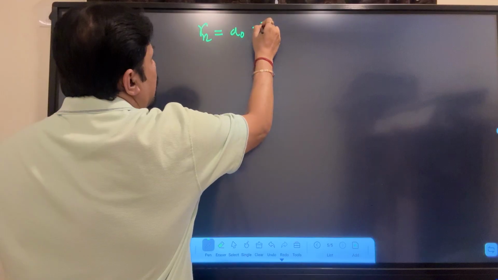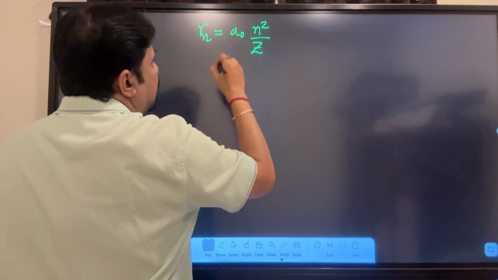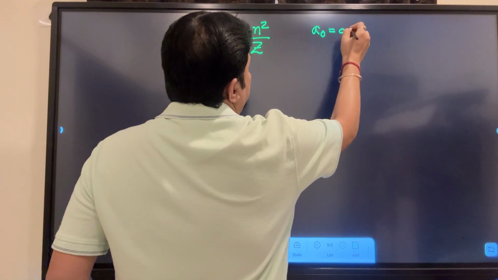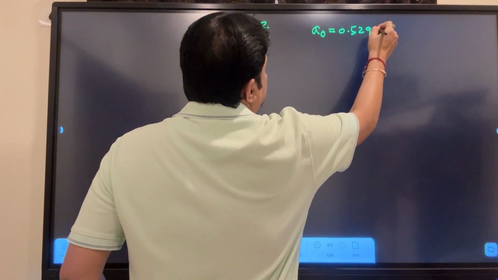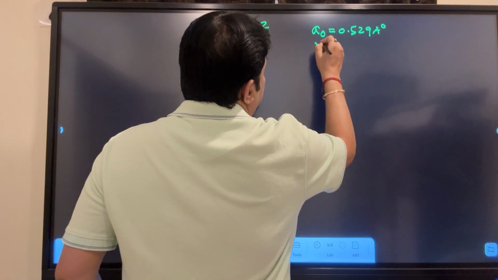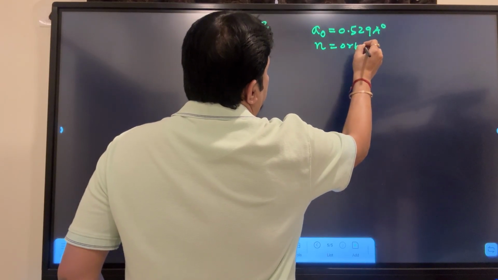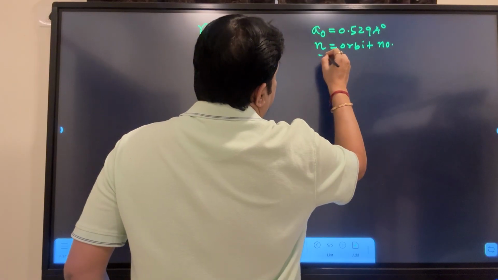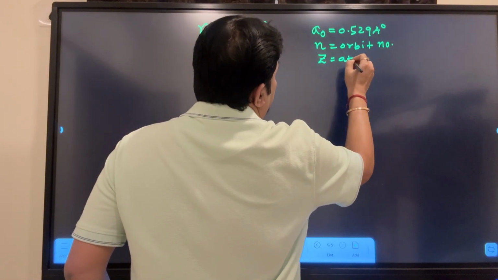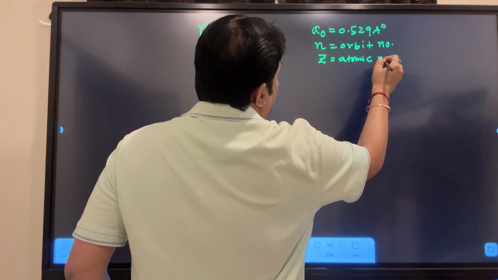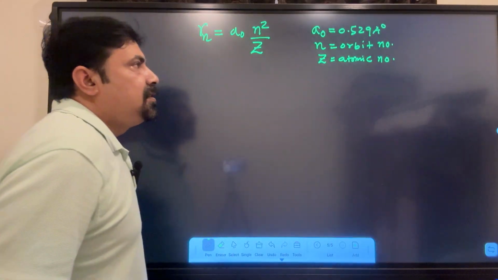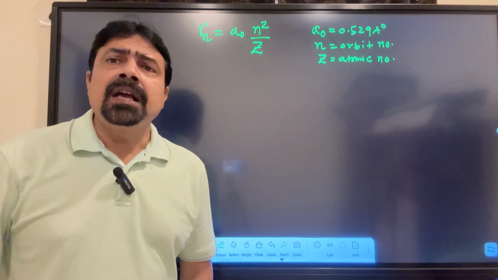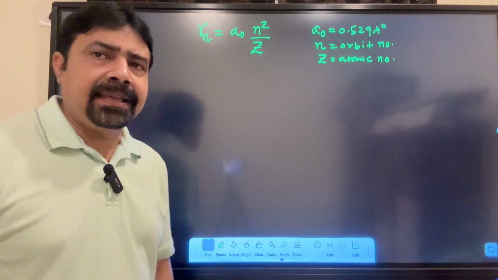into n square by Z, where a naught value is 0.529 angstrom, and n is the orbit number. Later on we call it the principal quantum number. Z is the atomic number of the element. And this Bohr atomic model will be applicable for the hydrogen atom and hydrogen-like atoms.